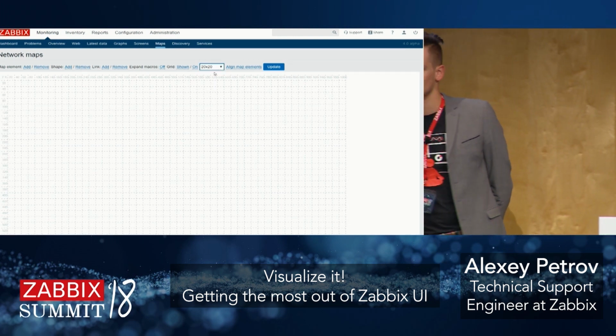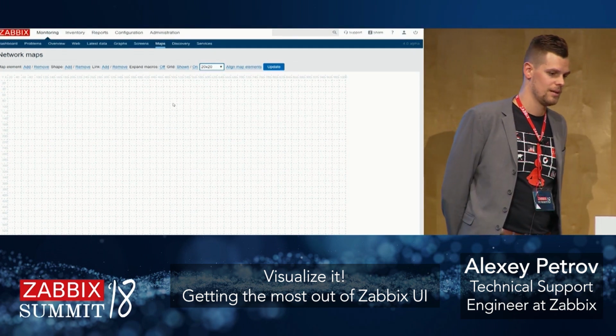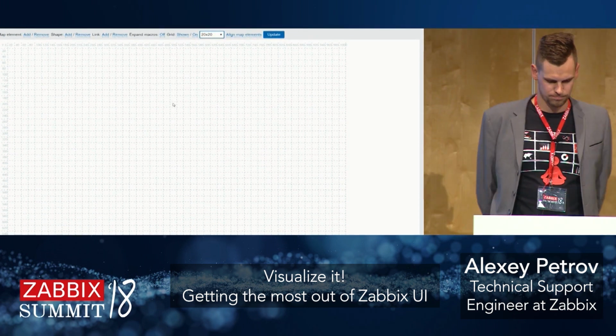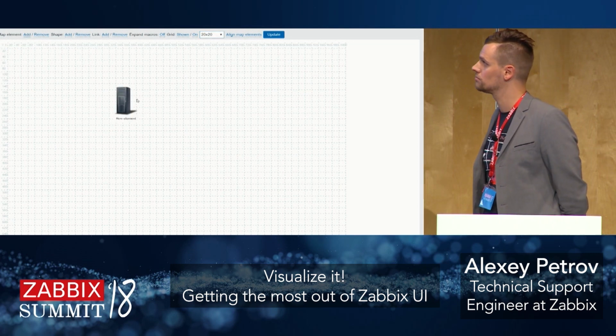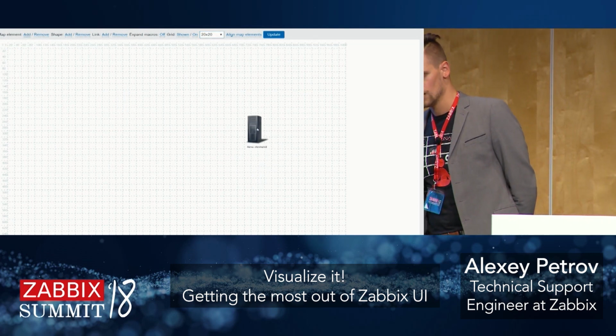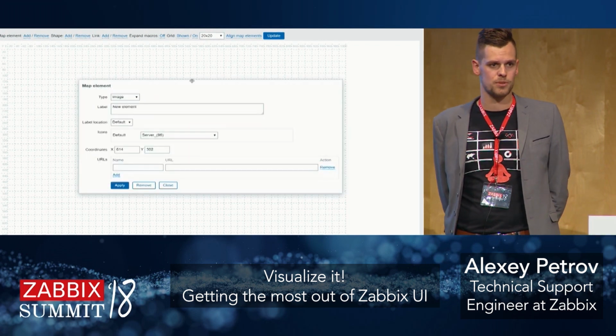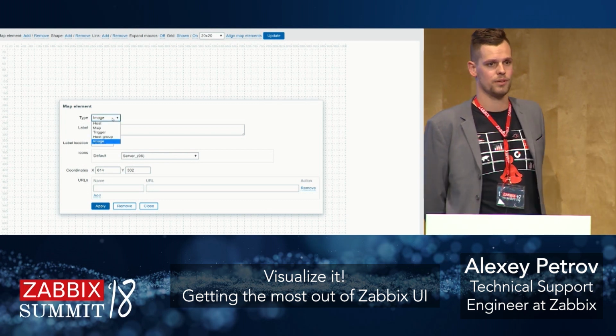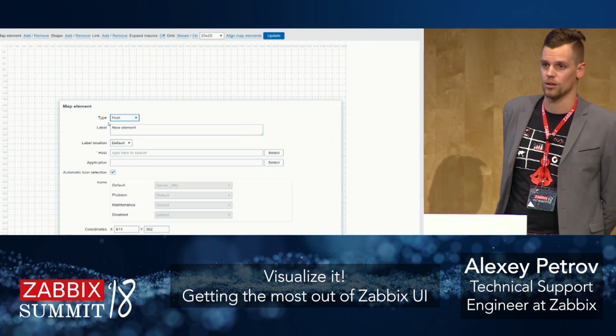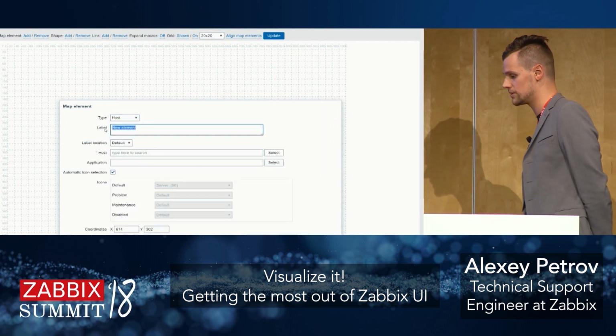I will make the grid a little bit more obvious, so I can place icons as I want. Some of the things I will skip on this map, so I will show it once, and then I assume that this will be done for all the icons and all the hosts I've placed there.